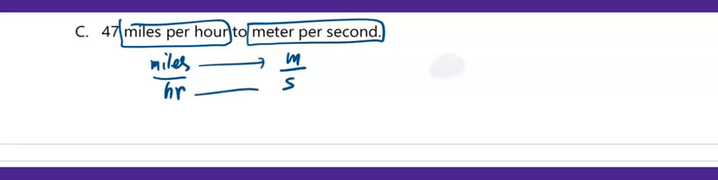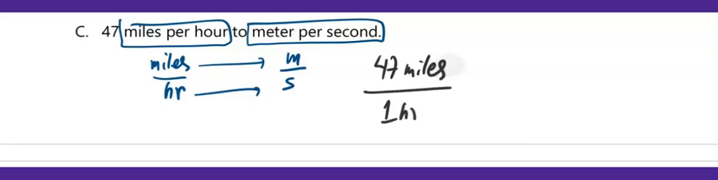In this question we need to convert miles per hour to meter per second. So you can see it this way, miles divided by hour, that's miles per hour, and meter per second, m per s. So you change miles to meter, hour to seconds pretty much. So I start with 47 miles divided by 1 hour. That's going to be 47 miles per hour as a fraction.